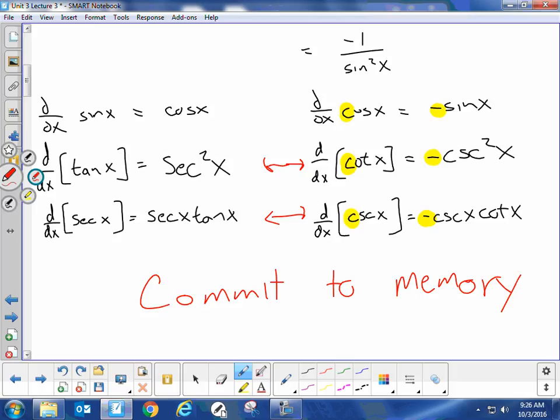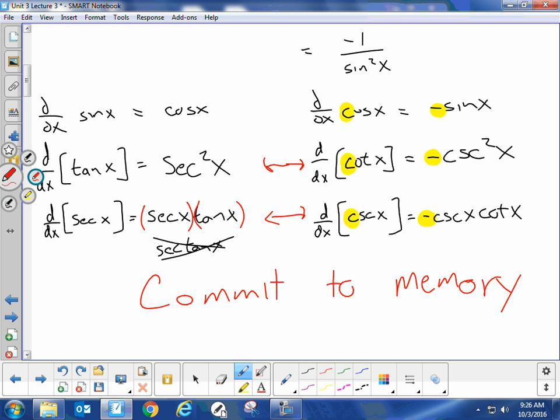It's important to note this is not secant of tangent of x. You cannot write secant x tangent x as secant tangent x. This would be incorrect. It is a product of secant x times tangent x. Okay, some people make that mistake.